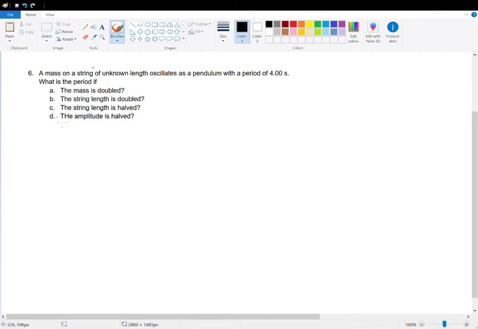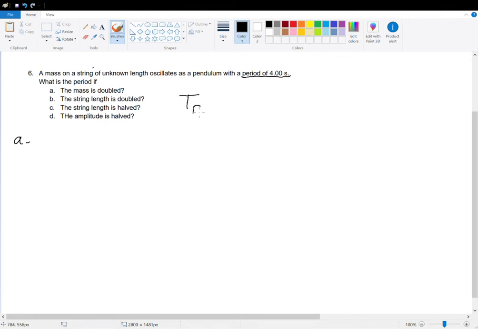So here we have a mass on a string of unknown length that oscillates as a pendulum with a period of 4.0 seconds. And they ask us what the period is if the mass is doubled, the string length is doubled, the string length is halved, the amplitude is halved. So this is one of those multi-step problems, but it's not too bad once you go through it again.